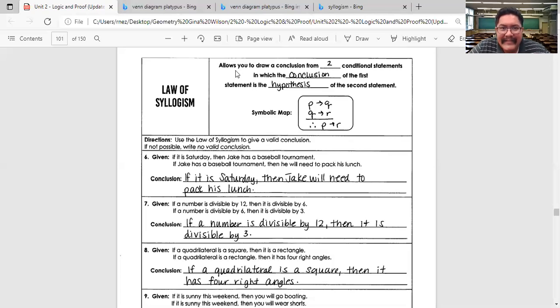So what that means is that it allows you to draw a conclusion from two conditional statements. So again, a conditional statement is if and then. So, you know, someone asks me, do you want to go to Flagstaff? And I'll say, well, okay, on the condition we go to Verizon. So I would say, if I go to Flagstaff, then I will go to Verizon, or, if we go to Verizon, then I will go to Flagstaff. All right, that's an example of a conditional statement.